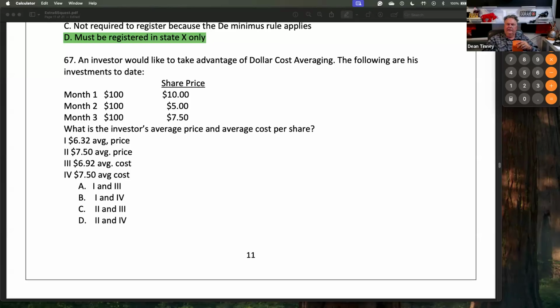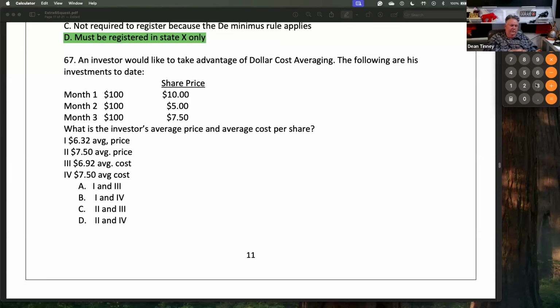No, you're doing the wrong math on that average cost. 100 divided by 10 is 10 shares, right? Yeah. Then 100 divided by 5 is 20 shares, okay? And then 100 divided by 7.50 is 13.3 shares. So we got 10, 20, 13.3. So 300 divided by 33.3. Go hit the equal button.